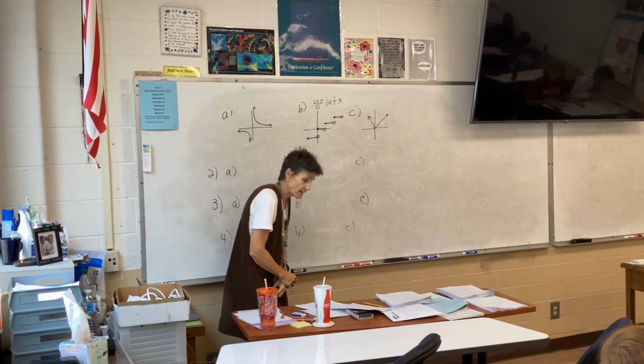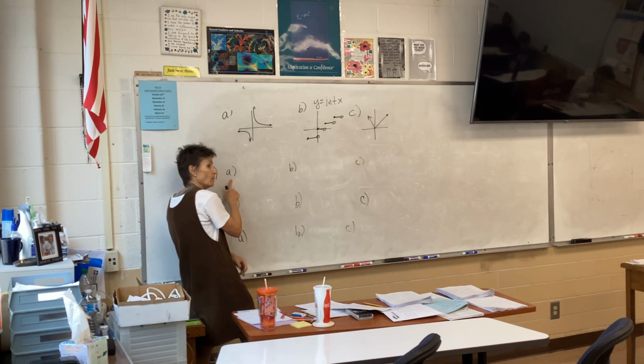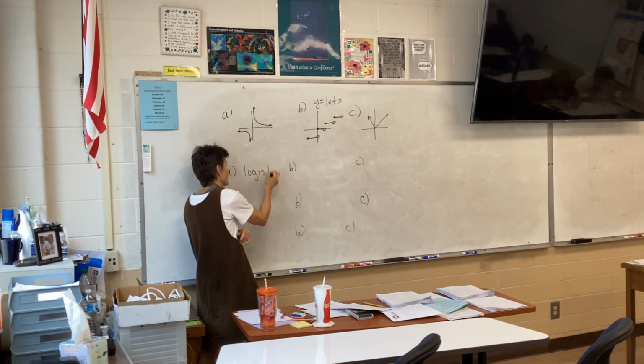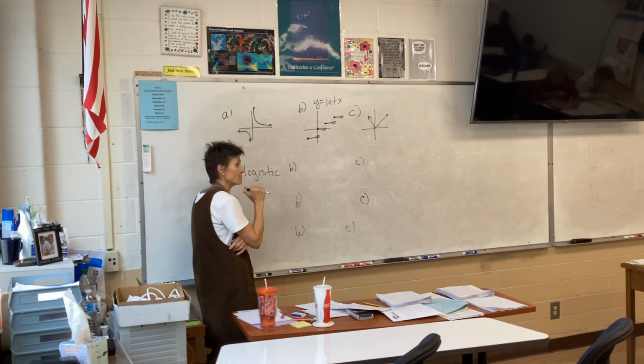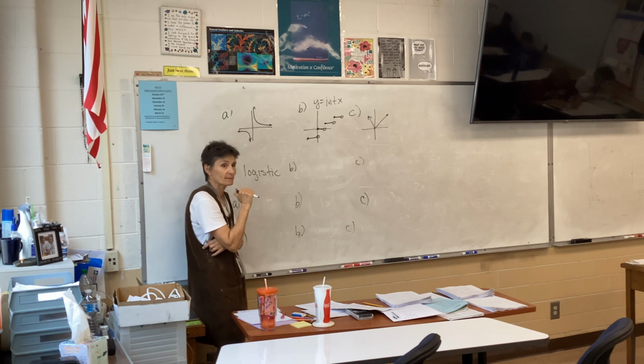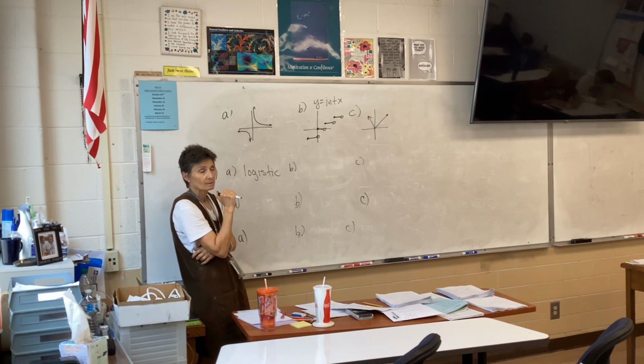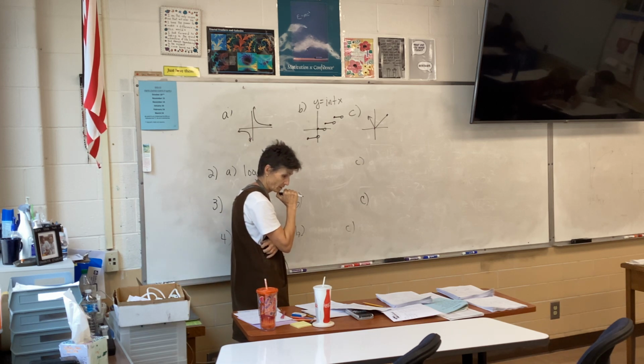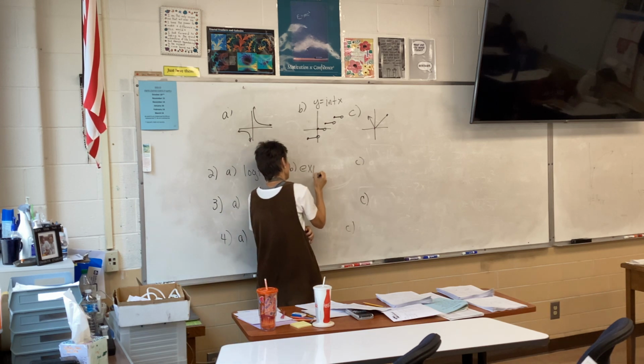Okay, now we're writing the name. What's A? Logistic. Remember, you don't have to spell perfectly, but I have to be able to tell what you mean. What's B? Exponential.